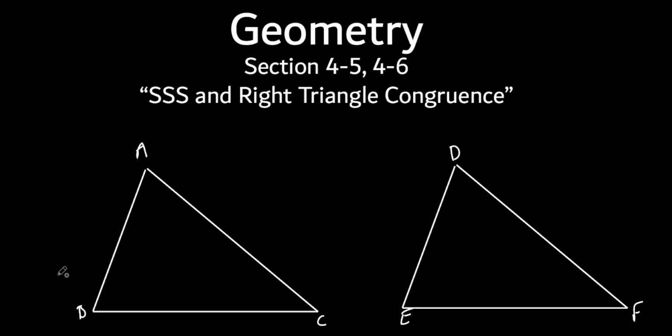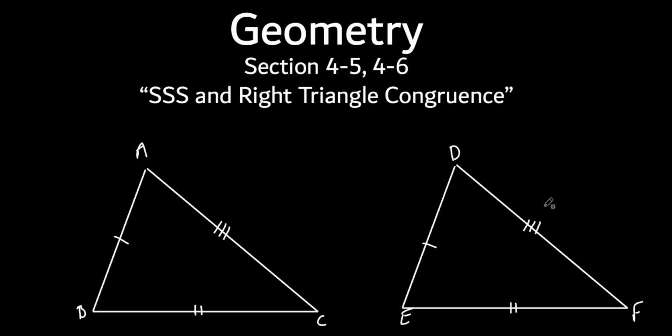All right, so here's what they do. They give you that AB is equal to DE. What else do you think they give you? BC is what? Equal to EF. And what else? AC is equal to DF. They didn't tell you one thing about the angles, did they? They didn't say anything about the angles.